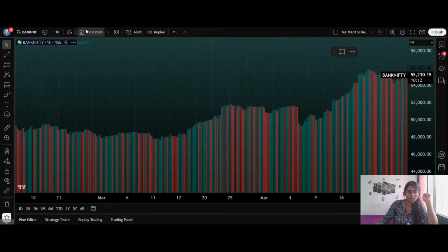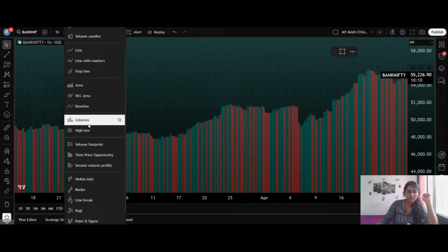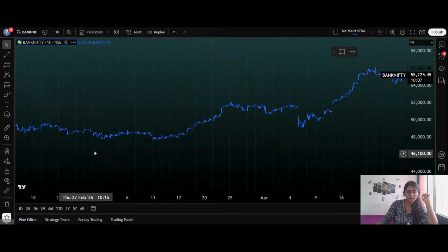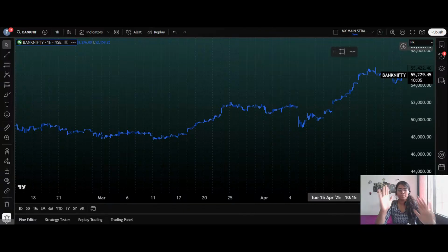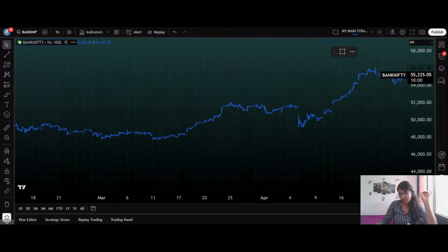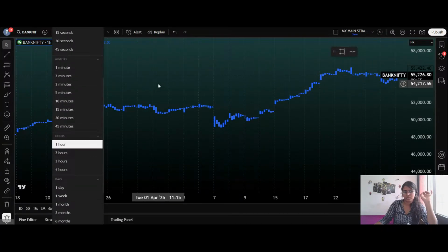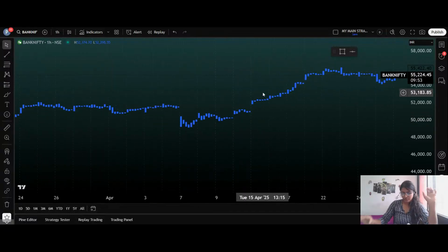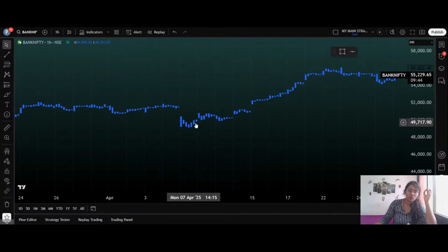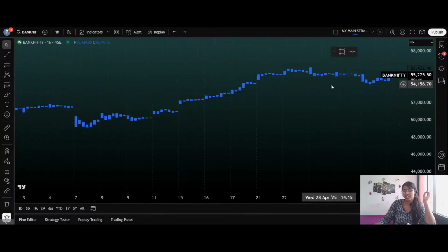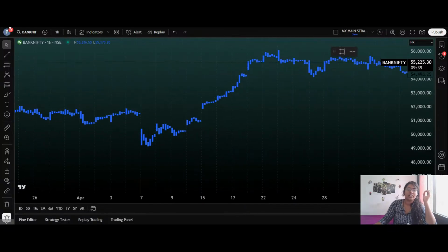Remove all the drawings. Let's go to the candle, and this is nothing but a high low candle. It is a simplified price chart that only shows the high and low for each time period. These are the time periods. It does not display open or close. It only shows the high and low for a similar time period.